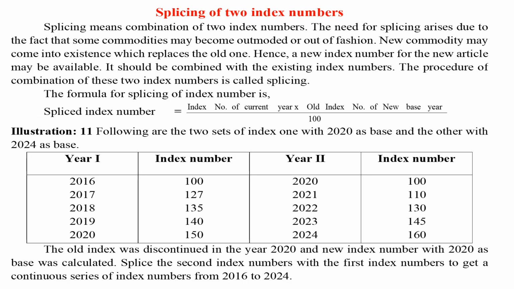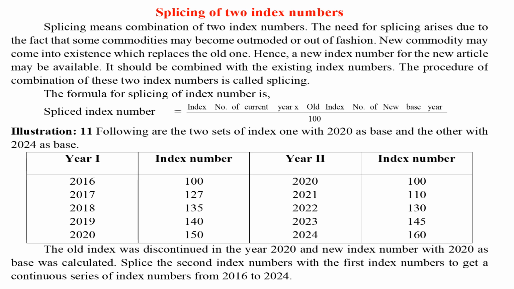Splicing of 2 index numbers. Splicing means combination of 2 index numbers. The need for splicing arises due to the fact that some commodities may become outmoded or out of fashion. New commodity may come into existence which replaces the old one. Hence, a new index number for the new article may be available. It should be combined with the existing index numbers.